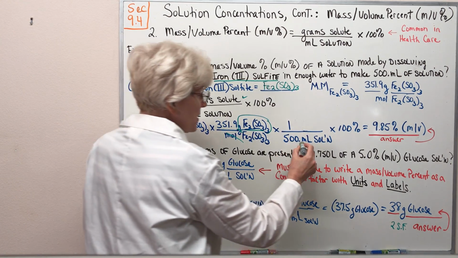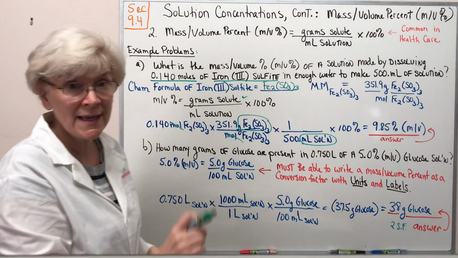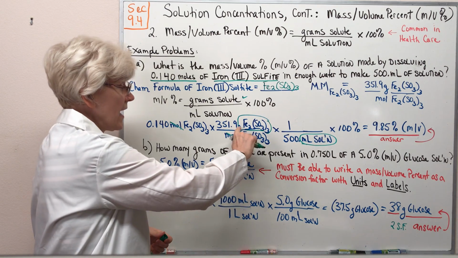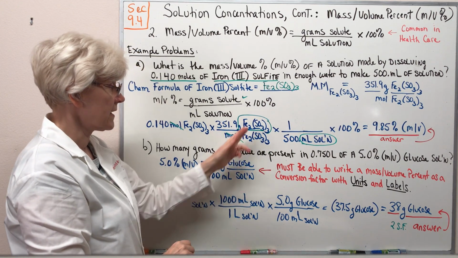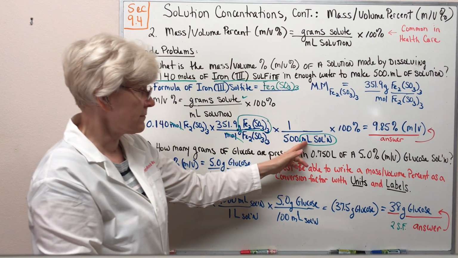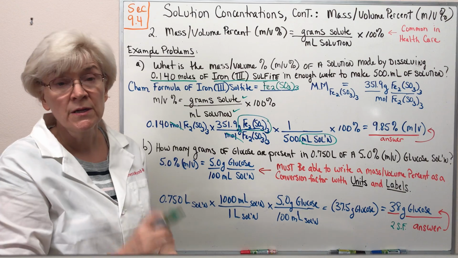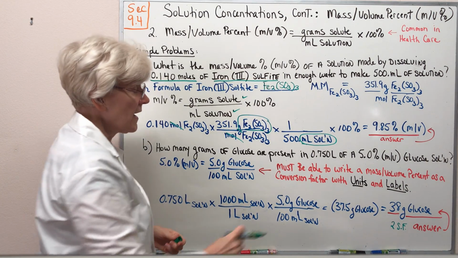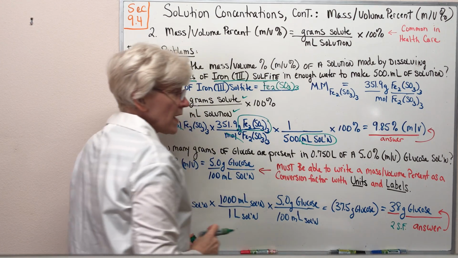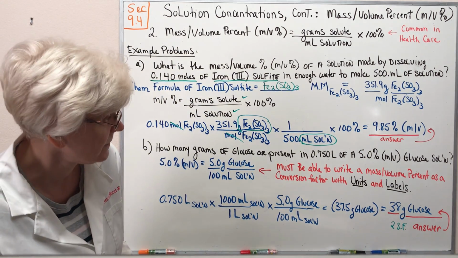So looking at the units that are left in the problem, that are not canceling out, I have grams of solute, iron 3 sulfide in the numerator, and milliliters of solution in the denominator, which is the definition of a mass volume percent. And then of course I need to multiply by 100 to convert that into a percent.